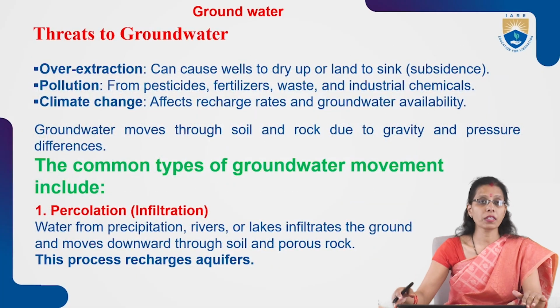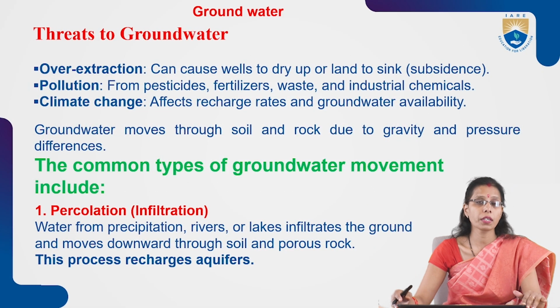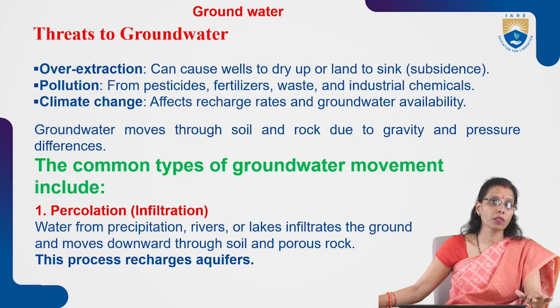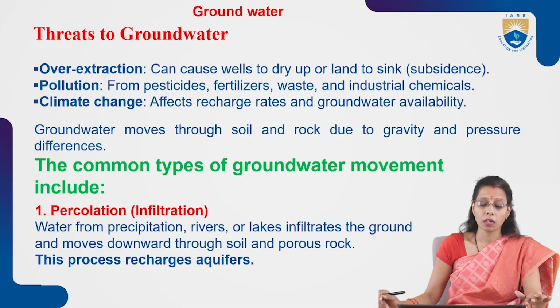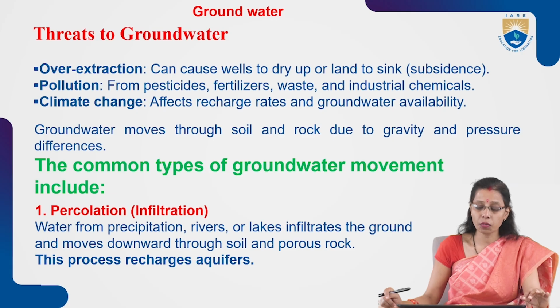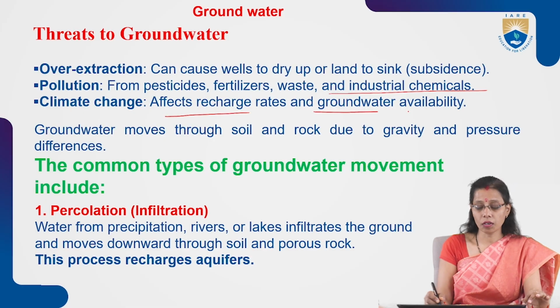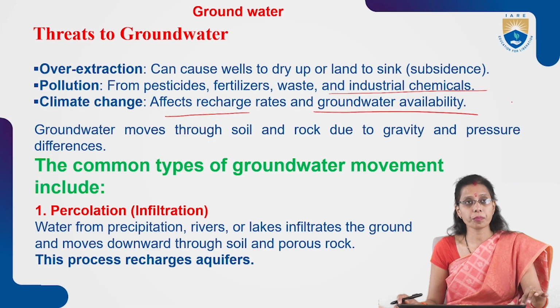Okay, now along with these uses, along with their importance, there are some threats also. Okay, so when you use the groundwater, there are a lot of chances of pollution. Based on surface pollution, the groundwater is also getting disturbed. Over-extraction can cause wells to dry up and land to sink, and pollution comes from pesticides, fertilizers, waste, and industrial chemicals, and climate change affects recharge rates and groundwater availability.